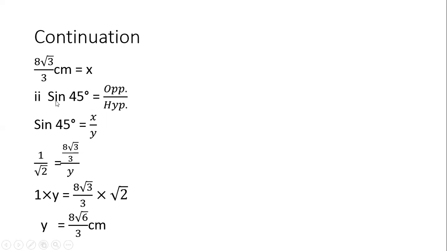So the other one is sine, which is opposite over hypotenuse. We have a value for x, which is 8 root 3 over 3. So what's the value for sine 45? It will be 1 over root 2, and that will give us 1 over root 2 equals x, which is 8 root 3 over 3, over y. So when you cross multiply, y times 1, and this comes to multiply, will give us 8 root 6 over 3 centimeters.